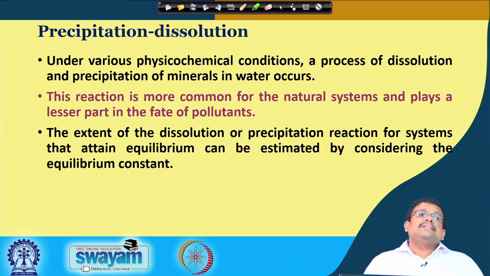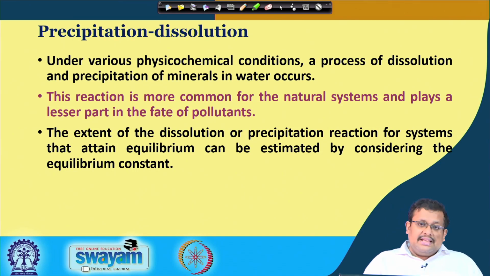Now, this reaction is more common for natural systems and plays a lesser part in the fate of the pollutants. So, although this precipitation-dissolution is more common in natural systems, it plays a lesser part in the fate of the pollutants. Now, the extent of the dissolution or precipitation reaction for systems that attain equilibrium can be estimated by considering the equilibrium constant.